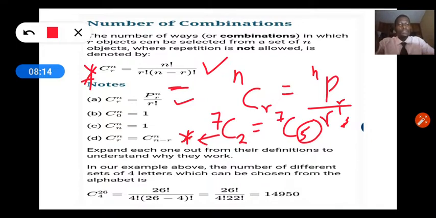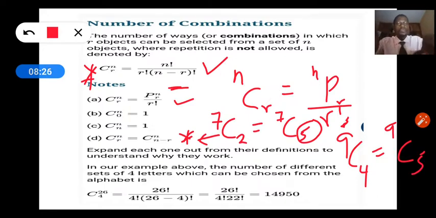In the same way, I can have 9 combination 4 will be the same thing as 9 combination 5, because 9 minus 4 gives 5. It will always be the same. That's what this formula is just trying to remind us of. Now, for the last example, this is what we would have done if we wanted to use the formula straight: 26 factorial over 4 factorial times 26 minus 4 factorial. Using the formula up here, we would still have gotten our answer that way.